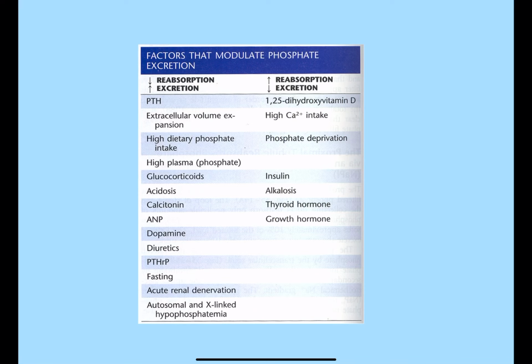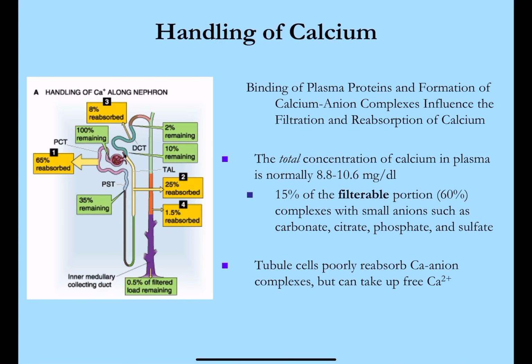Alright, oops, sorry. The next one we want to look at is calcium. So phosphate and calcium are really the important two that I want to talk about. If you look at what happens to calcium, it's the numbers that you see, like 65, 25, and then 8. It's somewhat similar to what we talked about for sodium. So it's going to follow that.